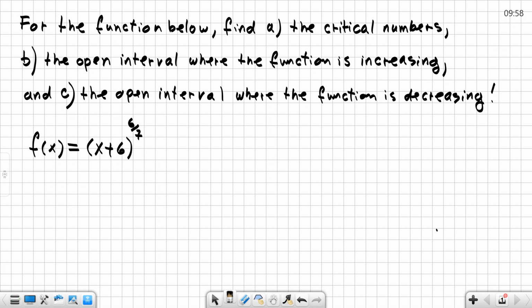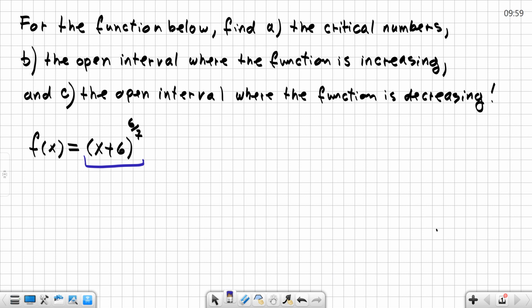For the function below, we want to find the critical numbers and open intervals of increasing and decreasing behavior. The function that has been given to us is f of x equals (x + 6) raised to the 6/7 power. Critical numbers are found by first finding the derivative of my original function and then investigating the zeros of my derivative and possibly values where the derivative is undefined.